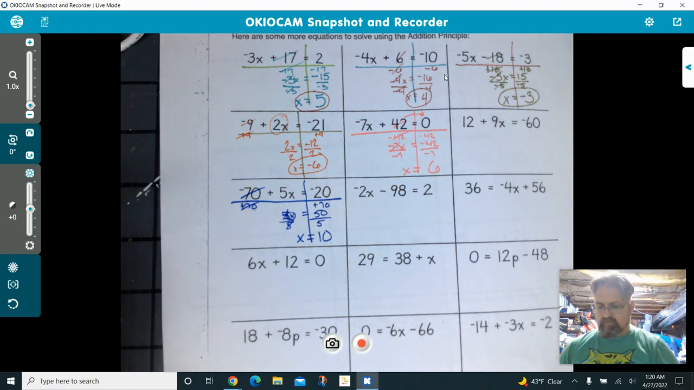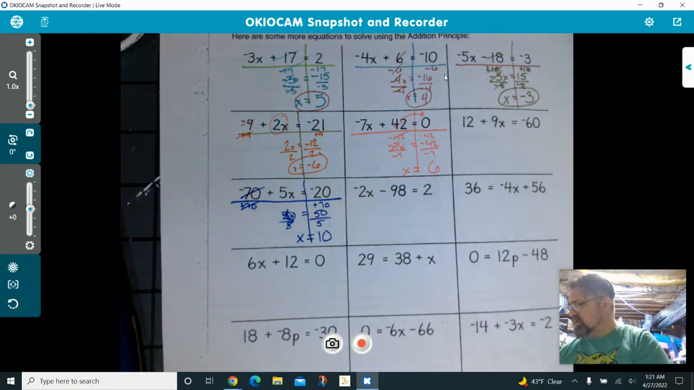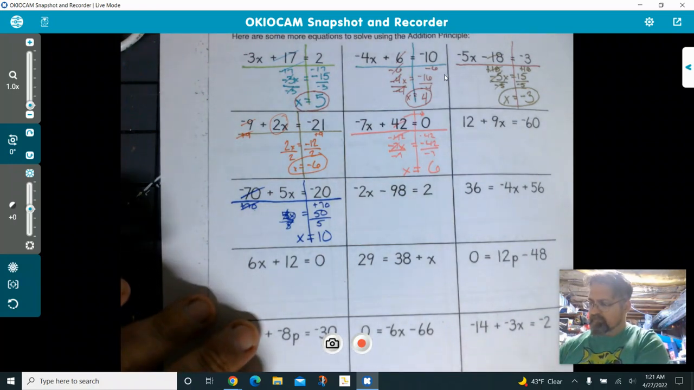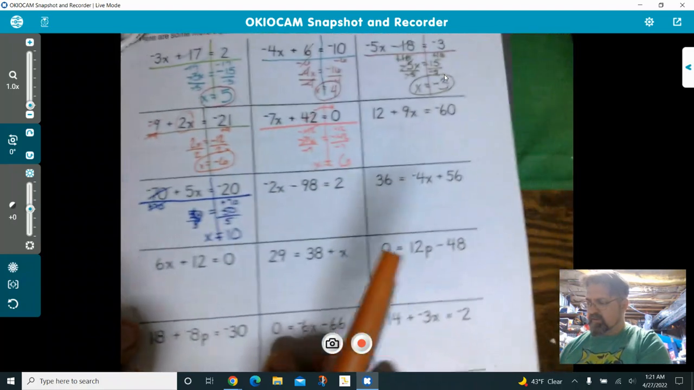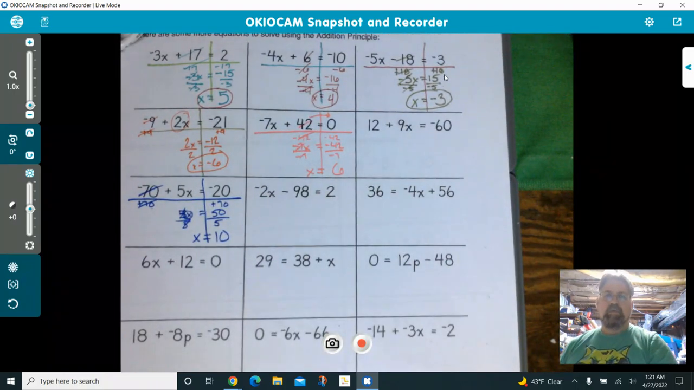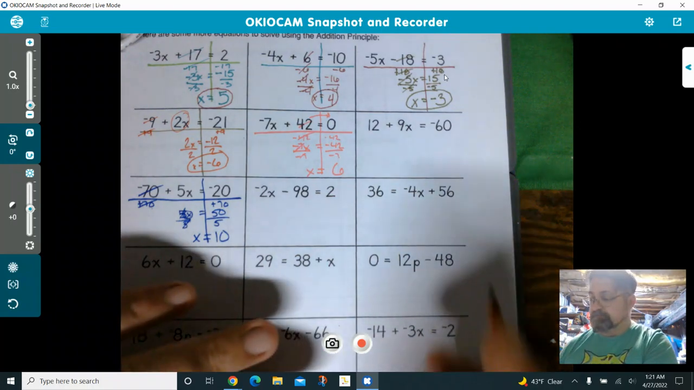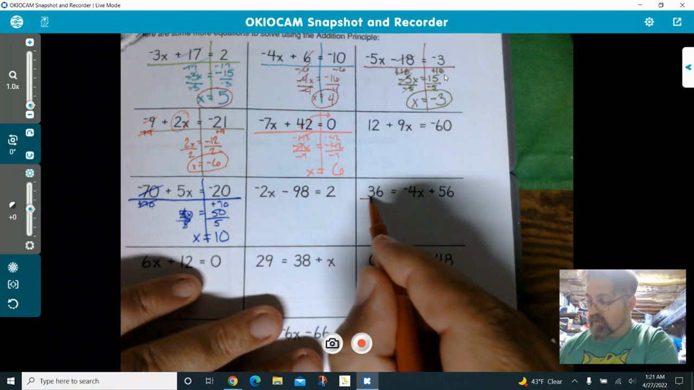Just in case you don't, I'm going to do this one right here. 36 equals negative 4x plus 56. I'm going to draw my line.